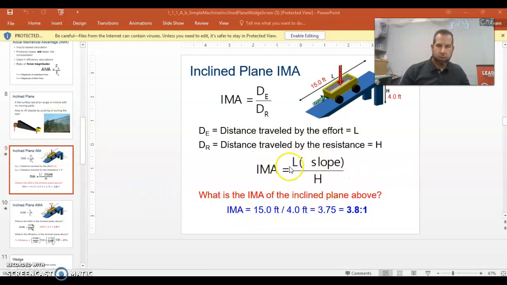Just a couple things. When we're talking about the slope, that's the distance of effort. The height, that's your distance of resistance. All right, the L over H, still distance of effort over distance of resistance. It's just titled with a little bit different things here.